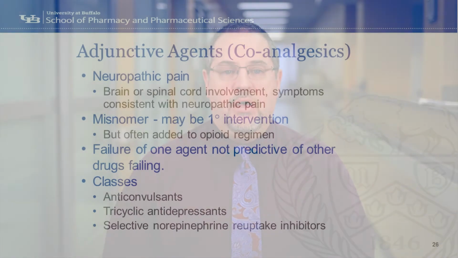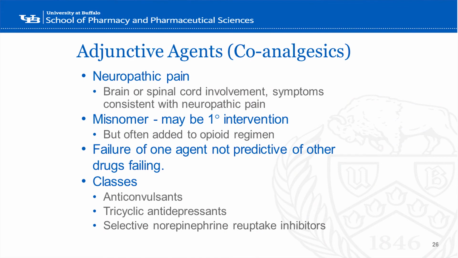Again, to address some of the issues that we discussed about the World Health pain ladder is the use of adjunctive agents or co-analgesics, especially with neuropathic pain. So anytime a patient has brain or spinal cord involvement or symptoms that are consistent with neuropathic pain, an adjunctive agent should be added. And often this is a misnomer. Many patients have more neuropathic pain than they do have nociceptive pain. So this neuropathic agent may be the primary intervention.